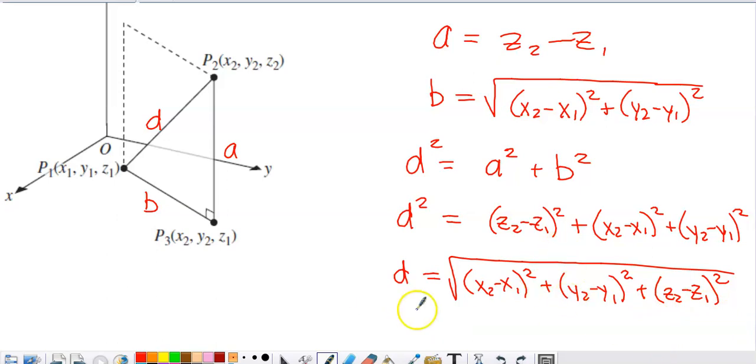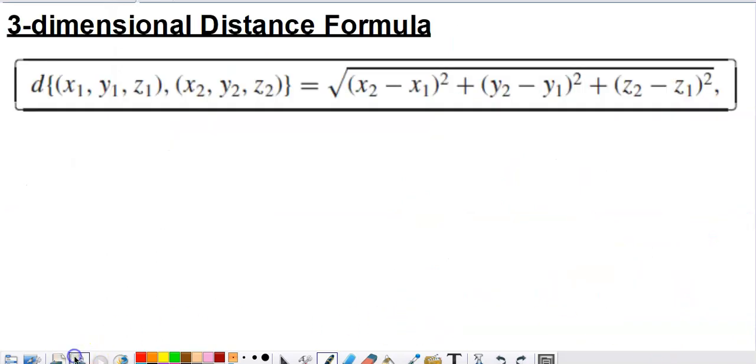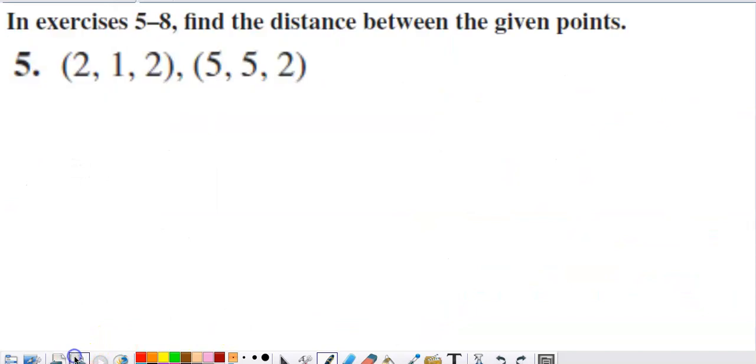Hopefully this derivation makes sense. To use this formula, it's really not a big deal. It's just plug and chug. So if you call this x1, y1, and z1, you call this x2, y2, and z2, it's just a direct plug into that formula, evaluate, and you've got your distance. So problems like this shouldn't be that difficult to do.